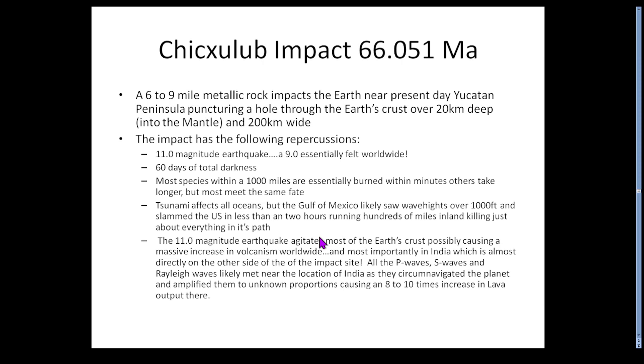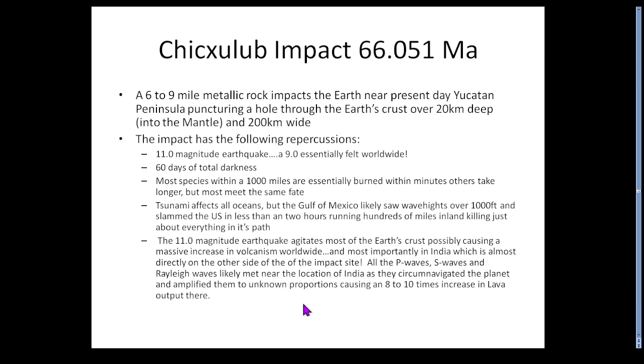Let's just say minimal. Most species within 1,000 miles are immediately burned within minutes. Others take longer, but most meet the same fate. Tsunami affects all oceans, but the Gulf of Mexico likely saw wave heights over 1,000 feet and slammed into the U.S. in less than 2 hours. Later, running hundreds of miles inland, killing about everything in its path. And then the 11.0 magnitude earthquake agitates most of the world's crust, possibly causing a massive increase in worldwide volcanism. And most importantly in India, which is almost directly on the other side of the impact site.